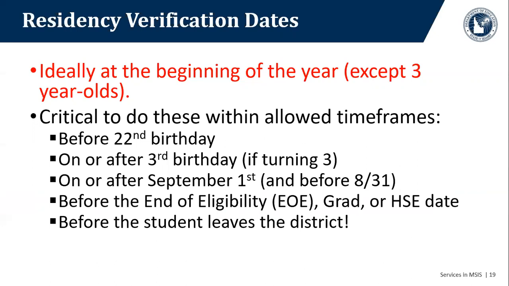So I've put in red what I think would be the ideal time. So residency verification dates, except for 3-year-olds, would ideally be done at the beginning of the year. That is super important. And it's critical to do these dates within the allowed timeframes. So we have to do it, here's the list again, before the 22nd birthday, on or after the 3rd birthday if the child is turning 3, on or after September 1st, but before August 31st, before the end of eligibility, graduation, or high school equivalency, i.e. GED date, and before the student leaves the district, which is also critical.